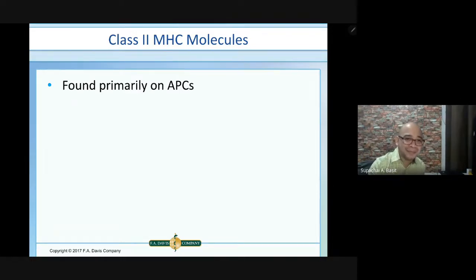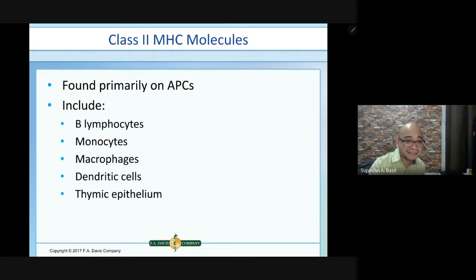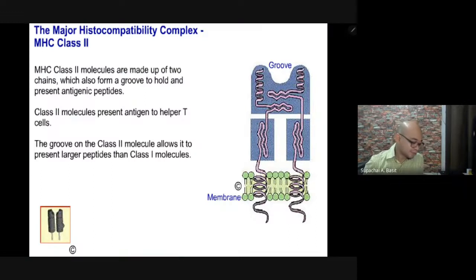Class 2 molecules are primarily found on antigen presenting cells. So antigen presenting cells include the following: the B lymphocytes, the monocytes, the macrophages, the dendritic cells, and the thymic epithelium. Again, they're made up of two chains, and that's another difference. Class 1 is single chain, but it has beta 2 microglobulin. Class 2 is a double chain, but class 2 doesn't have the beta 2 microglobulin.